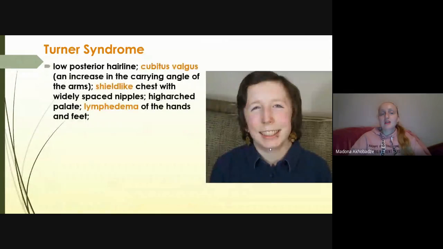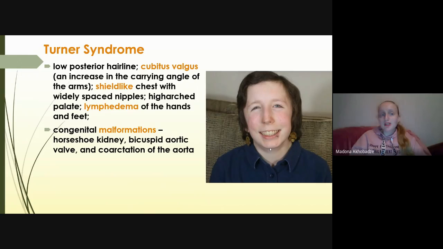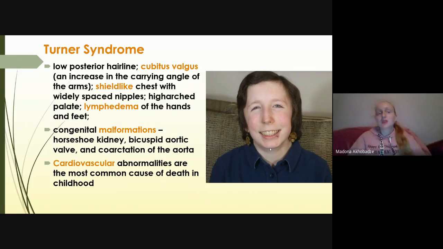And they have a low posterior hairline, cubitus valgus, an increased angle of the arms, a shield-like chest, widely spaced nipples, a high arched palate, and lymphedema of the hands and feet. Congenital malformations like horseshoe kidney, bicuspid aortic valve, or coarctation of the aorta occur with Turner syndrome. Cardiovascular abnormalities are the most common reason for lethal outcome during childhood.